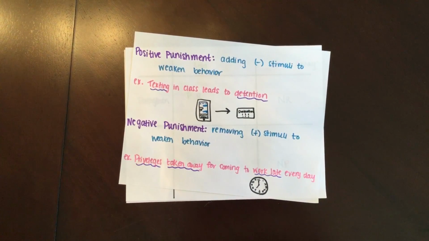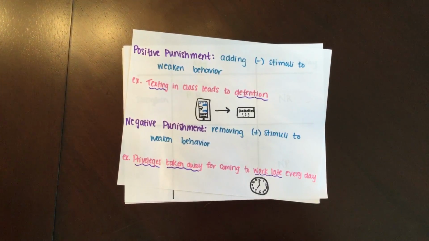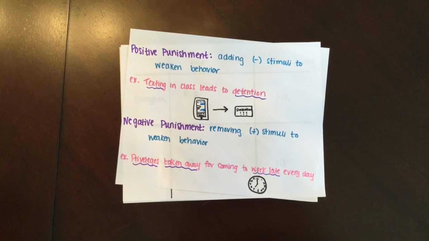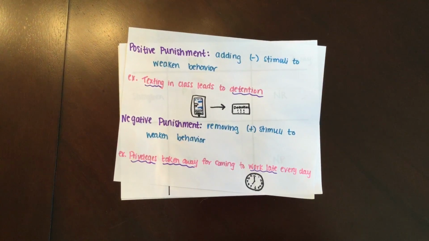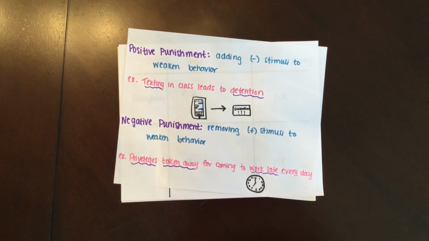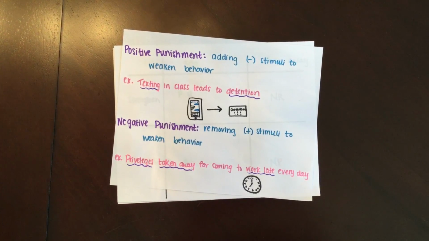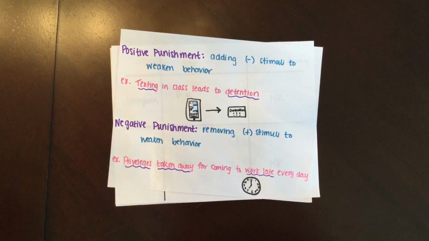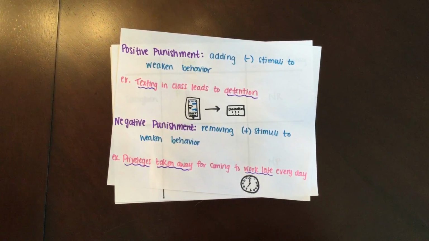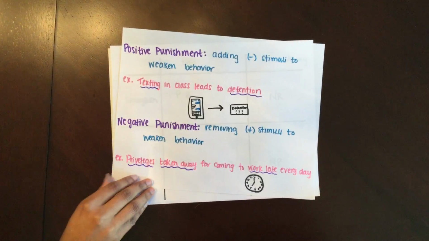A positive punishment is when you add a negative stimuli to weaken a behavior. For instance, texting in class leads to getting a detention. Texting would be the behavior and detention would be the stimuli. Negative punishment is when you remove a positive stimuli to weaken a behavior, such as taking away privileges for coming late to work every day. The behavior you need to weaken is coming late to work, and the positive stimuli is the privileges, which are being taken away.